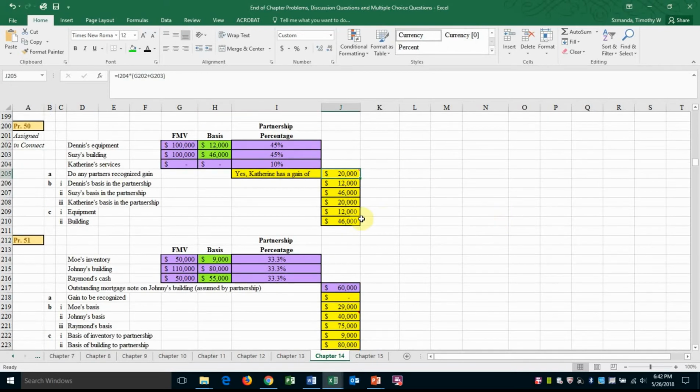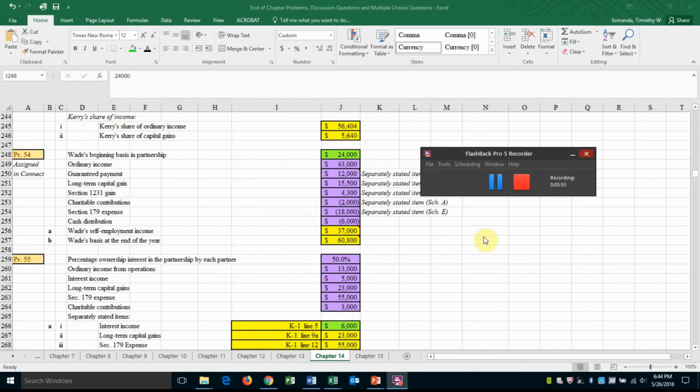And jumping down to part C, what is the basis to the partnership of each asset? Well, if we look and break out the two assets, they're going to just be brought in at the basis of the contributing partner. So as we talked about in the PowerPoint video, the partnership steps into the shoes of the partner and would assume their basis.